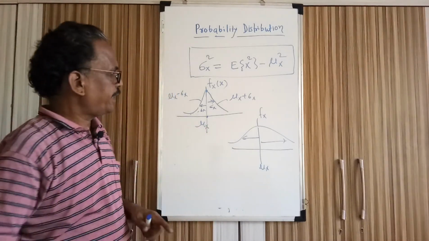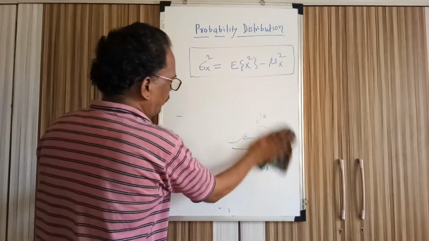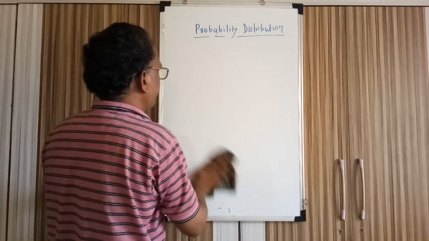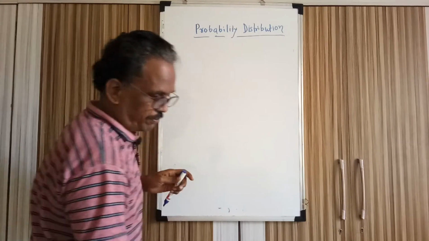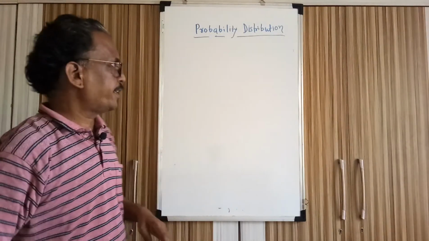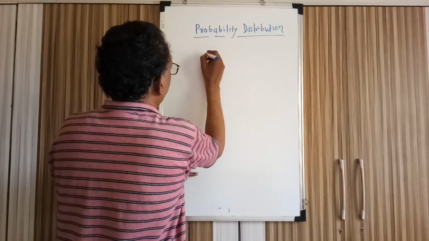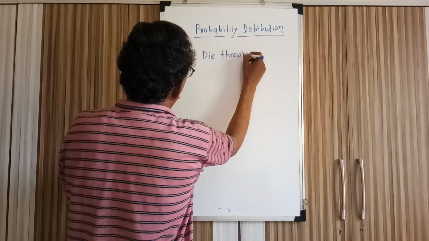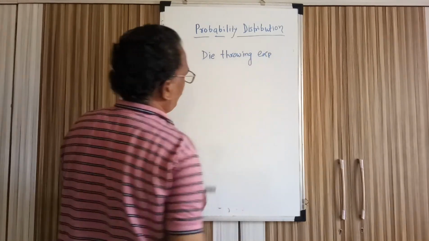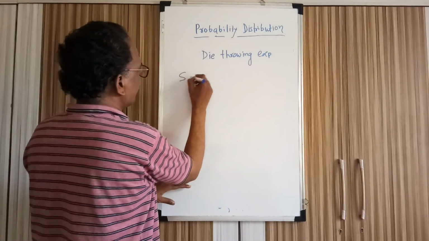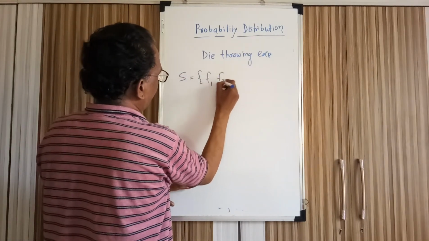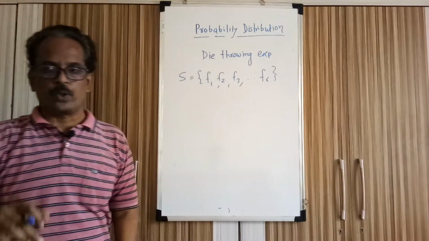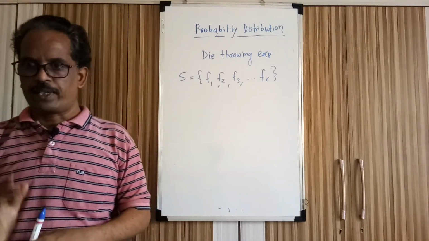Now let us see one example to find out the mean, variance, density function and distribution function of a random variable X. Let us say that we are having a die throwing experiment. In the die throwing experiment, what is our sample space? Our sample space is f1, f2, f3, up to f6. There are 6 outcomes. When the die is thrown, we get one face at the top.